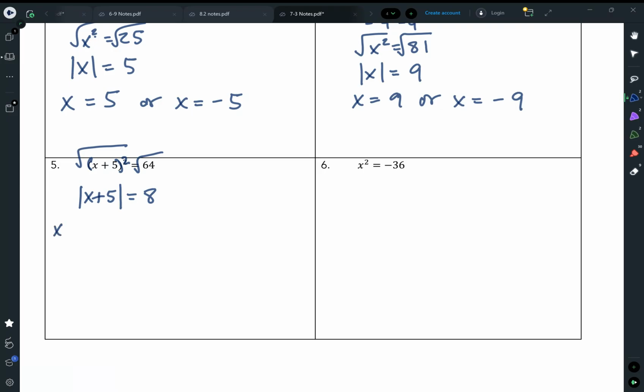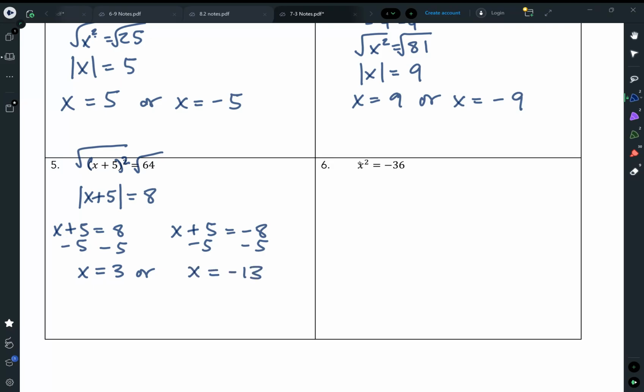So that means my x plus 5 is going to equal 8, or my x plus 5 is equal to negative 8. So let's subtract 5 on both sides. Either x is equal to 3 or x is equal to negative 13.